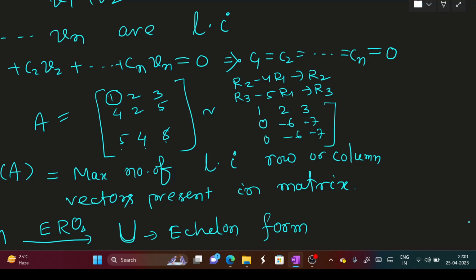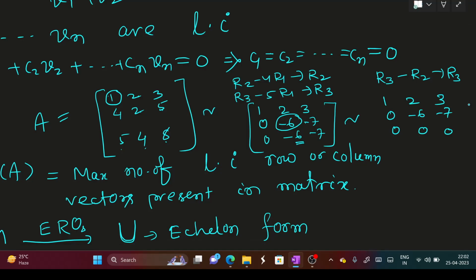What will be my next step? My second pivot is this one. Below it I will make 0. So what to do? R3 minus R2 stored in R3. So I got 1, 2, 3, 0, minus 6, minus 7, 0, 0, 0. So the 0 row is at the bottom. There are 2 pivots. These are 2 pivots.